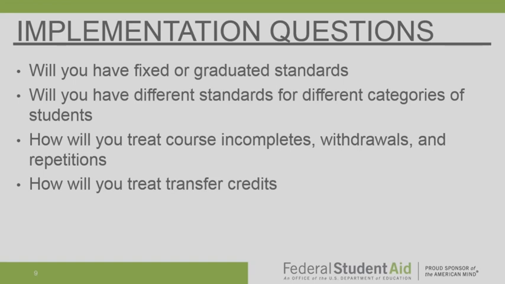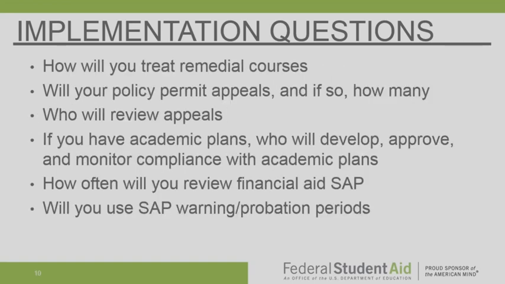How are you going to handle your graduate students? How are you going to handle your undergraduate students? Are you going to do this by payment period? Are you going to do this annually? How are you going to treat your course incompletes? How are you going to treat your withdrawals? What happens if they repeat a course? How many times can they do that? Are you going to give them that eligibility, or is that going to count against them? And then we talked a little bit about transfer courses. Occasionally, some of you may have remedial courses that may allow them to finish their degrees, and you can make a decision on how you handle those as well.